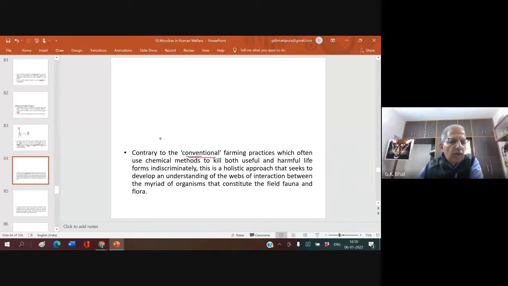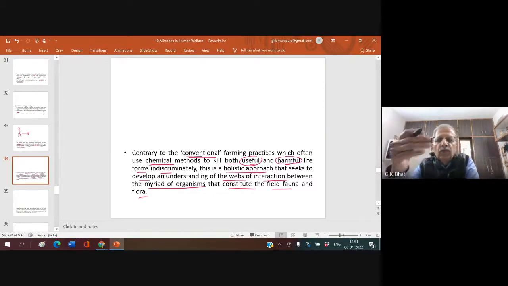Contrary to the conventional farming practices, which often use chemical methods to kill both useful and harmful life forms, whenever chemicals are applied, not only harmful organisms will be killed, even useful organisms may also be killed. So, contrary to conventional farming practices, which often use chemical methods to kill both useful and harmful life forms indiscriminately, this is a holistic approach that seeks to develop an understanding of the webs of interaction between the myriads of organisms that constitute the field fauna and flora.